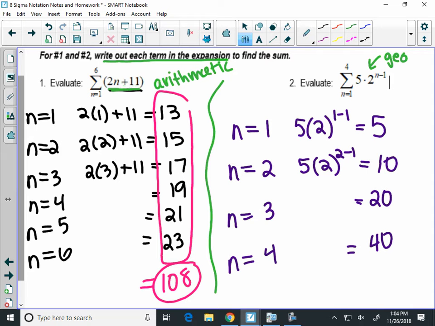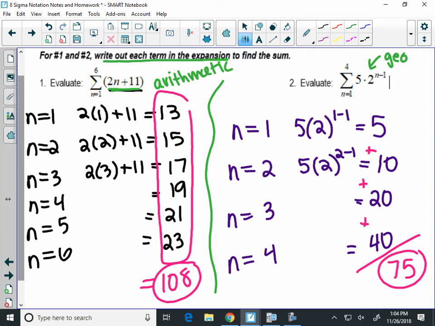And again, now you have shown every term in the expansion. You wrote it out. So now you add them up. 5 plus 10 plus 20 plus 40. What do you get? Yep. That's the slow way. It's not horrible, but it's not really that fast, right?